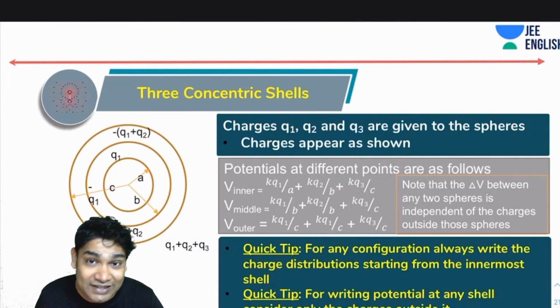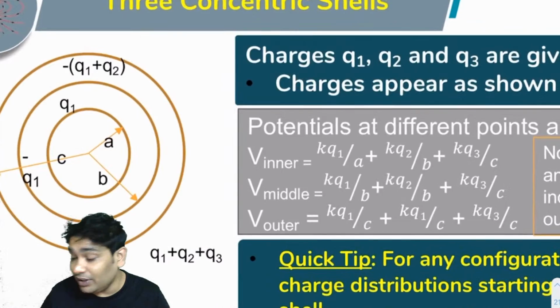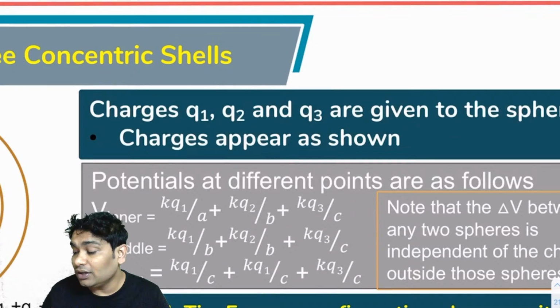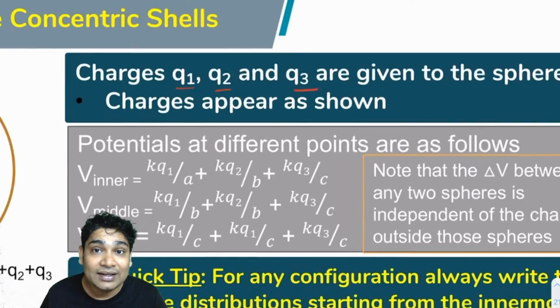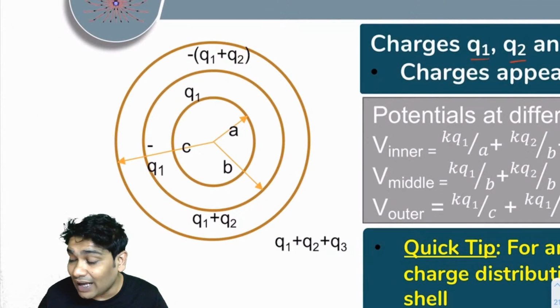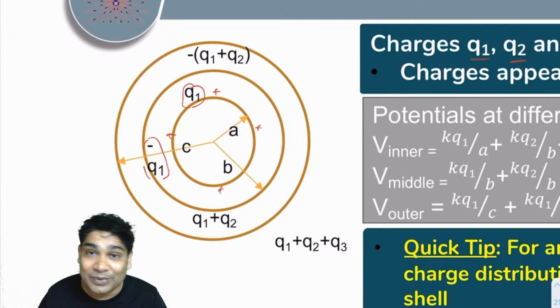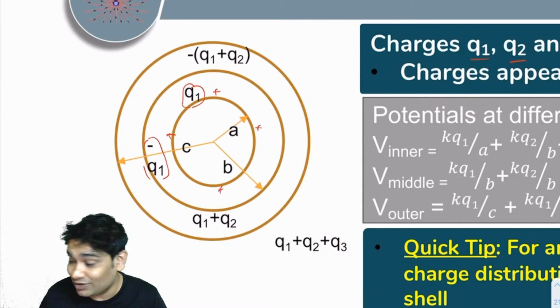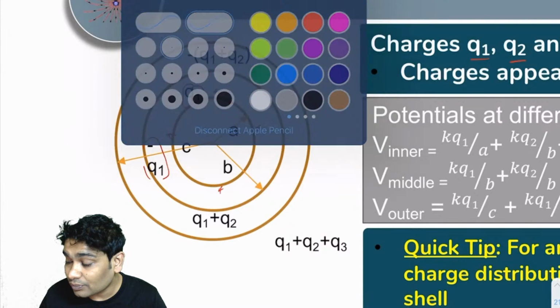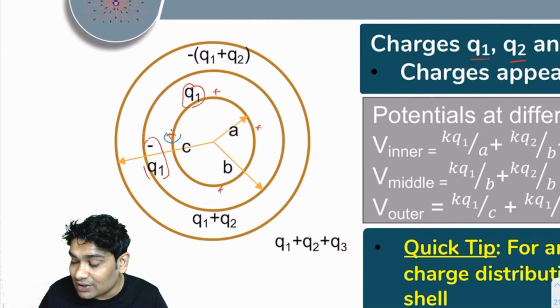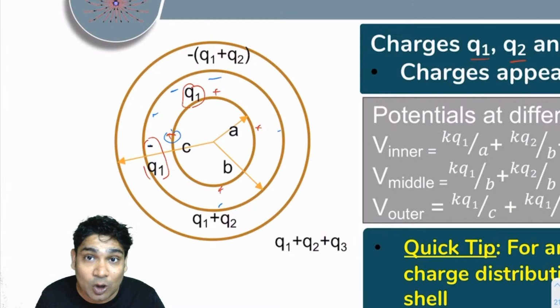Now, in case you have three concentric shells, which are given charges of plus Q1, plus Q2 and plus Q3, let's see how they appear. The entire plus Q1 will appear on the outer surface of the innermost shell. As a result, a minus Q1 would appear on the inner surface of the middle shell. Please remember, if any charge appears here, then an equal and opposite charge has to appear here. There is no other option.